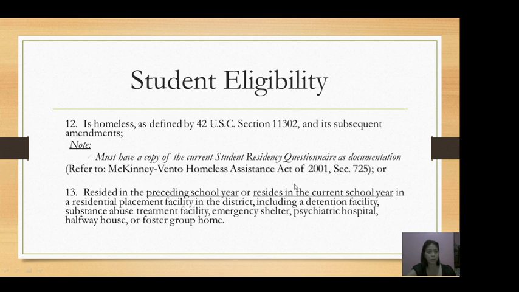Refer to the McKinney-Vento Homeless Assistance Act of 2001, Section 725. Number 13: the student resided in the preceding school year or resides in the current school year in a residential placement facility in the district, including a detention facility, substance abuse treatment facility, emergency shelter, psychiatric hospital, halfway house, or foster group home.